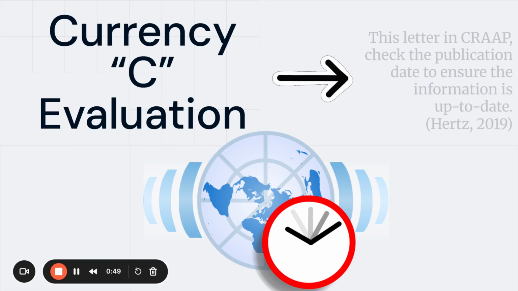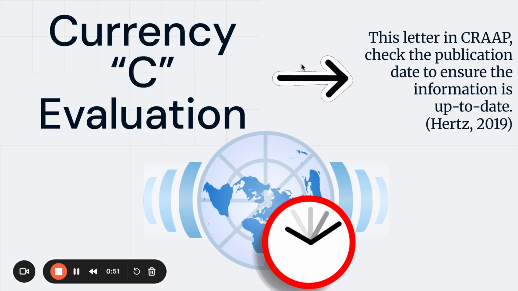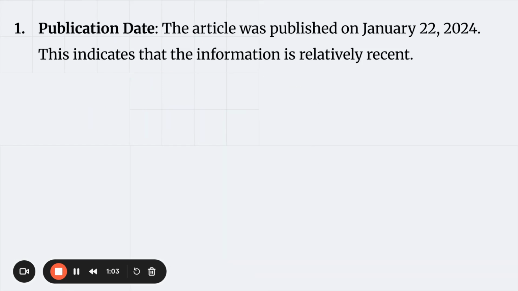Moving on, let's take a look at the letter C in CRAAP and what it means. What does currency mean? This letter in CRAAP checks the publication date to ensure that the information is up to date, meaning, like you see in this picture, it is present, current. First, I took a look at the publication date. The article was published on January 22, 2024, and this indicates that the information is relatively recent.